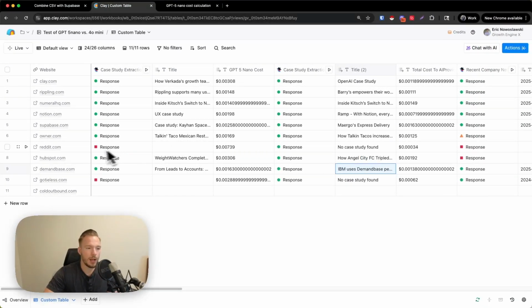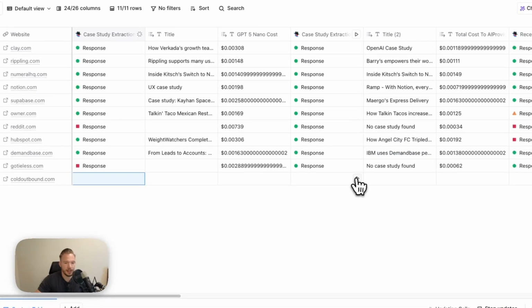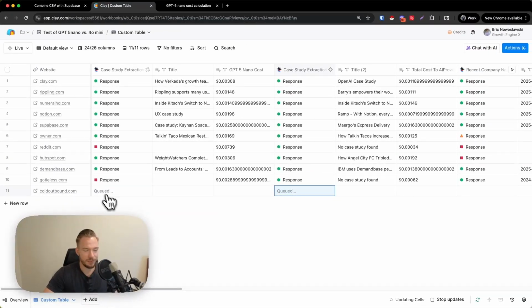Both of them got through the reddit.com one, where intentionally you can't find it. If you've ever visited reddit.com, it'll just bring you straight into the social media platform, so it's not going to be there. For HubSpot, it found it. For Demandbase, it found it. GoTylist is an e-commerce company, so it's not going to be there. And then coldoutbound.com, I own coldoutbound.com and I wanted to run it to see, if it's a completely blank domain, what is it going to come up with.